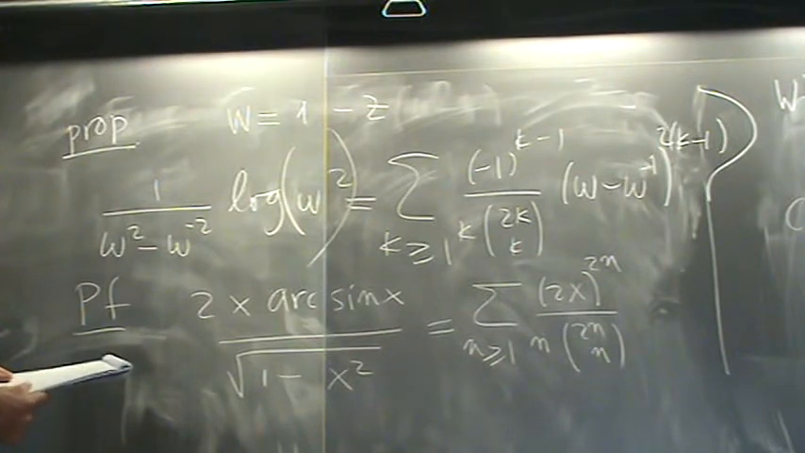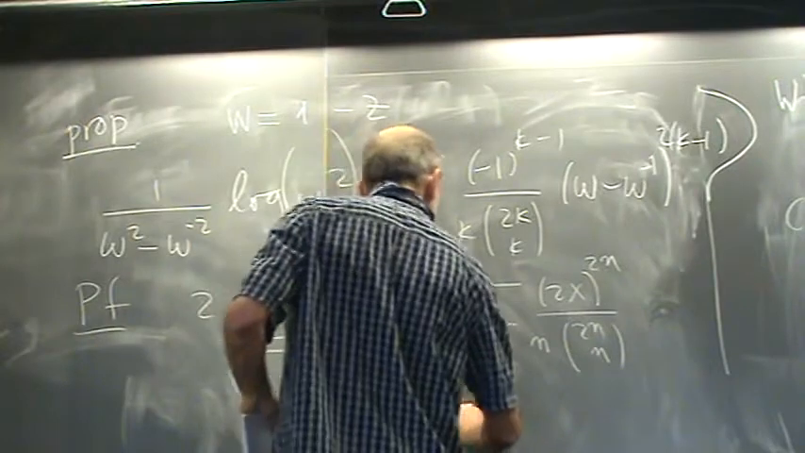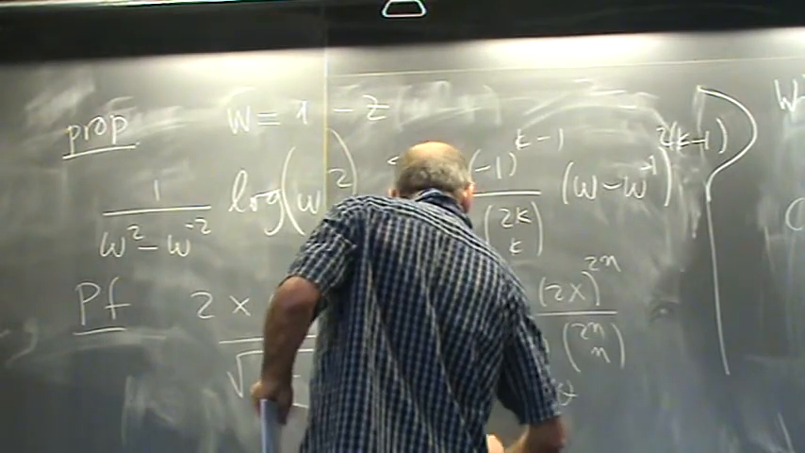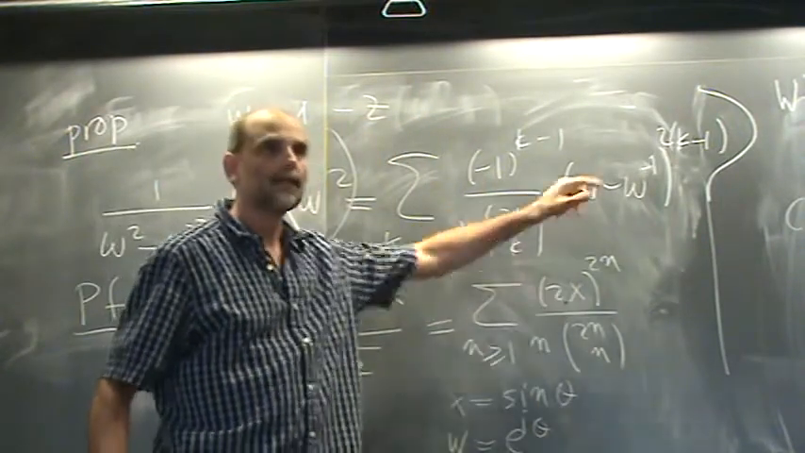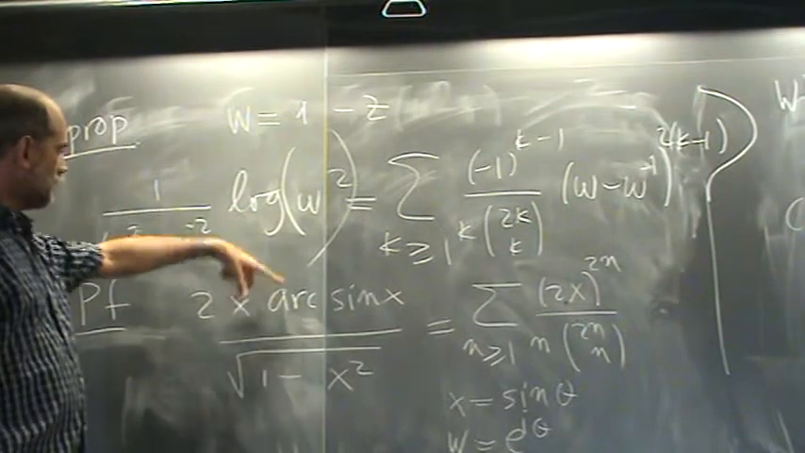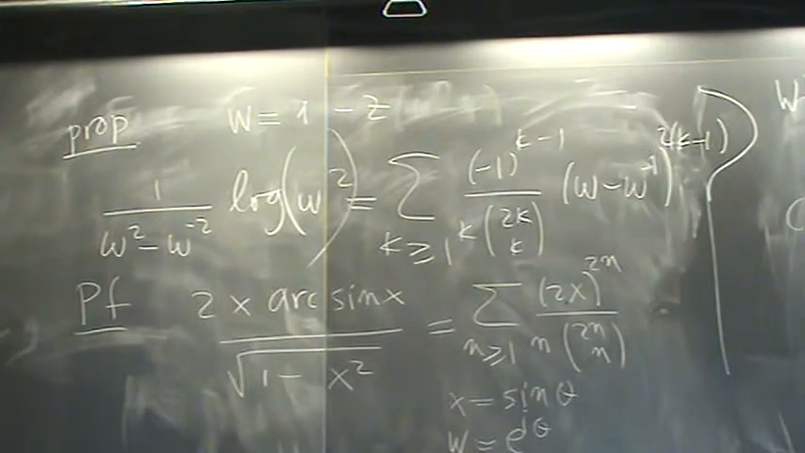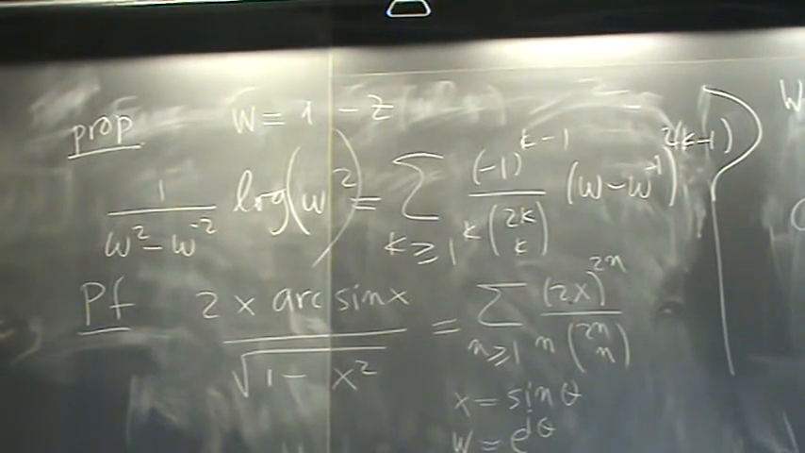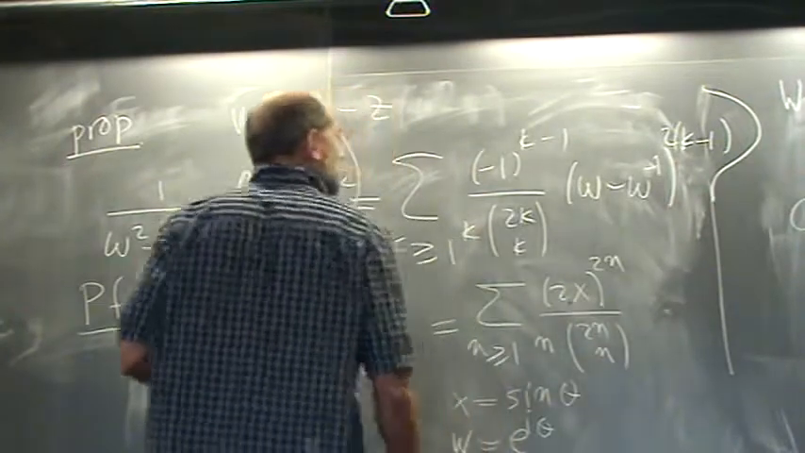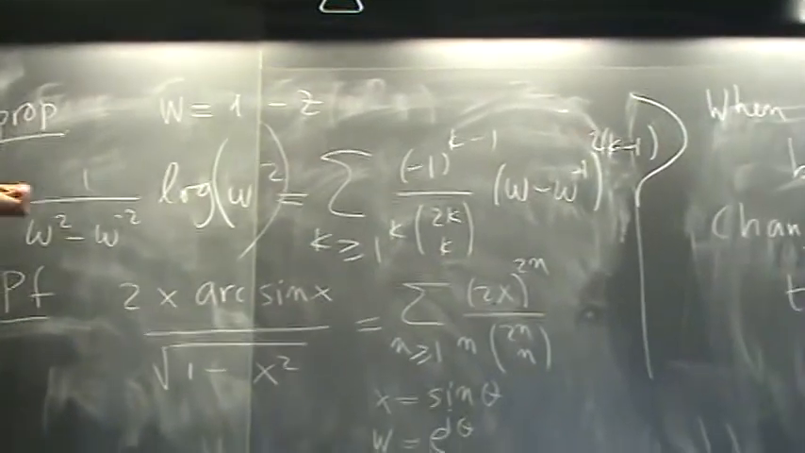And you can see how this roughly looks like what I'm trying to say if you set x to be sine of theta and w is e to the i theta. Right, so the x is sine theta and w is e to the i theta. Then you're going to get here w minus w inverse, and here the arc sine will become the log. But now you see, we can look at this as a pure power series expression with rational entries. Now we can think of it p-adically. And if we take w minus w inverse sufficiently small, p-adically, the right-hand side will converge, and it will converge to the left-hand side.